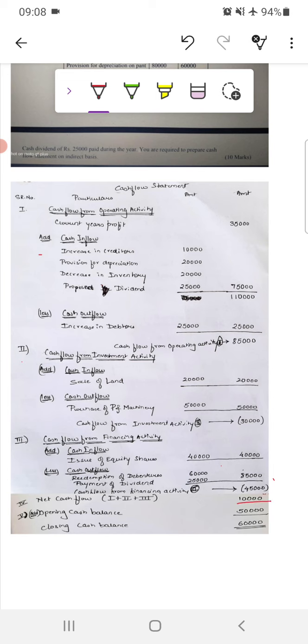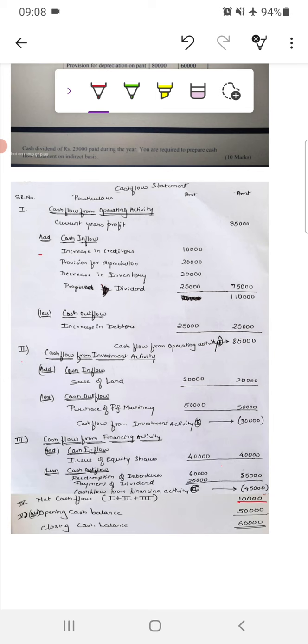I'll just repeat it once again. 85,000 minus 30,000. Why minus? Because cash flow from investment activity is minus 30,000. So 85,000 minus 30,000 is 55,000. 55,000 minus 45,000. Why minus again? Because financing activity is again minus 45,000. So 55,000 minus 45,000 gives you 10,000. So your net cash flow would be 10,000.